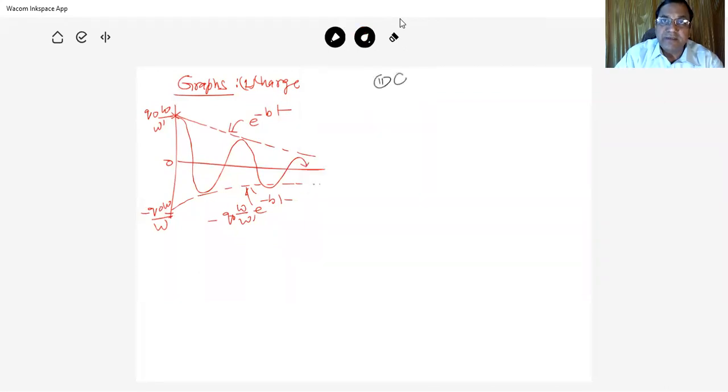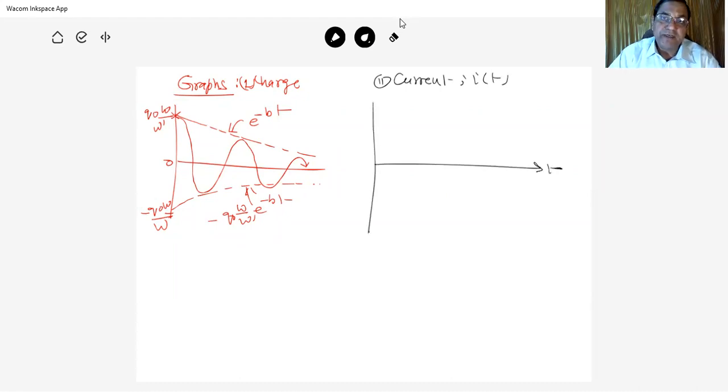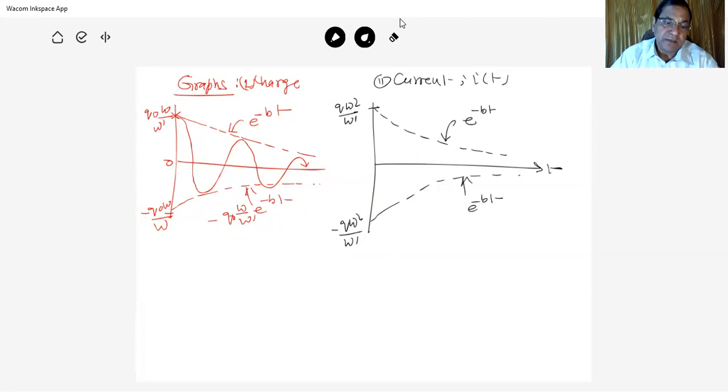Now, second one is current, that is IT. So for this current, we have Q omega square by omega dash minus Q omega square by omega dash, and this is e raised to the power minus BT, here e raised to the power minus BT, and this is omega square by omega minus Q0, and this is multiplied with Q0 omega square by omega.